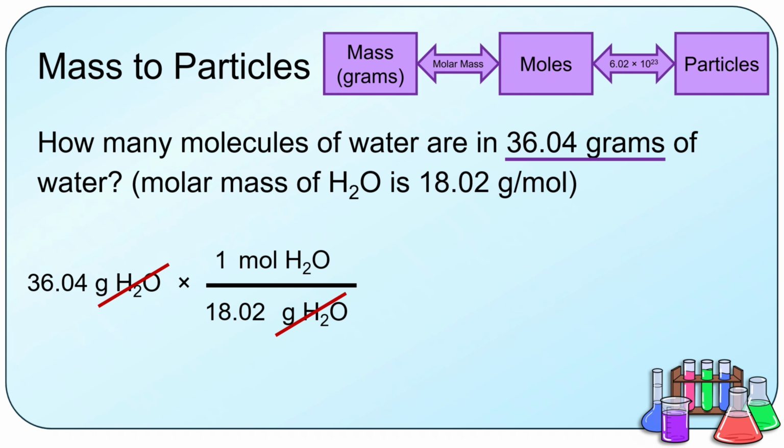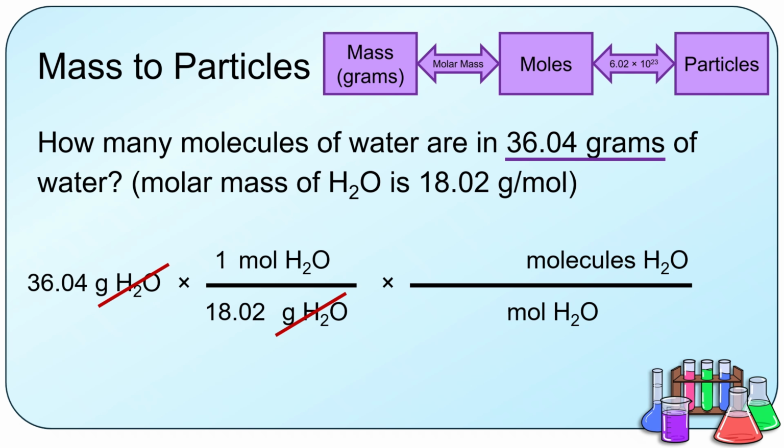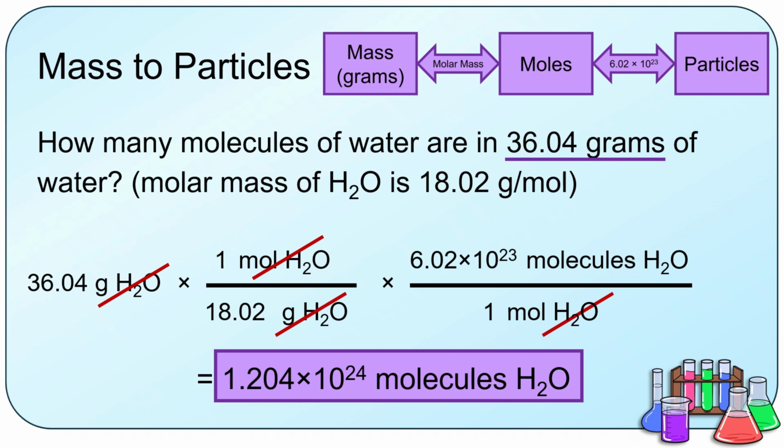Grams will cancel. Then I go from moles to molecules. This time, moles is my unit on the top, so I'll put that on the bottom. On the top will be molecules of H2O. 1 mole is 6.02 times 10 to the 23rd molecules. Moles will cancel. Finally, I'll multiply across the top and divide by the bottom. This is my answer. We'll just do one last bit before we end this video.